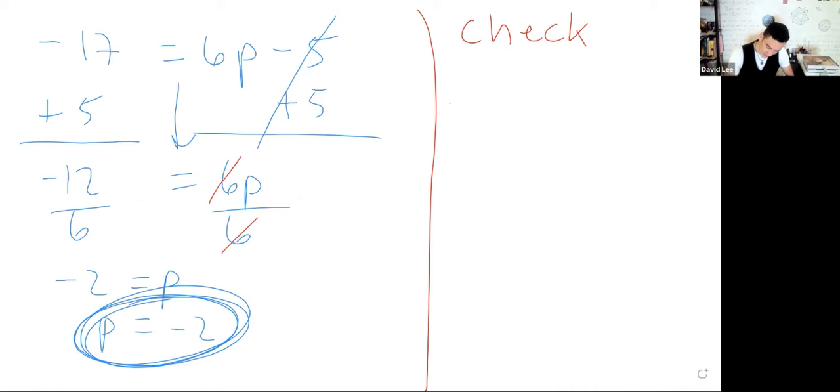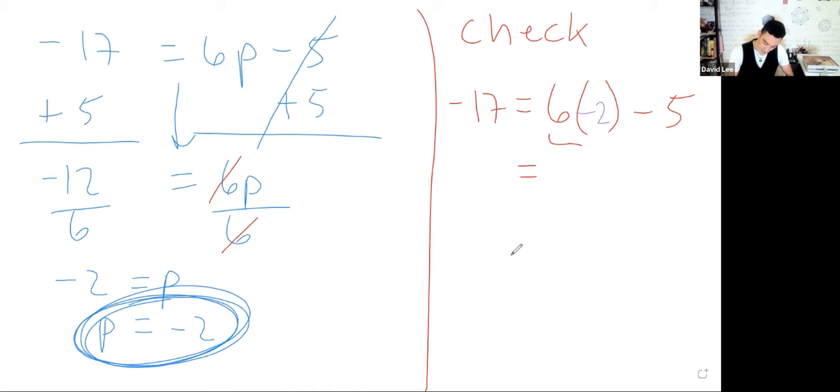So watch, let me go negative 17 equals, and then I'm going to keep, let me move this little box, I'm going to keep 6, but instead of p, you know how it's supposed to say p right there, instead in parentheses, I'm going to fill in what I think p is. I think that p is negative 2. And let's see what happens.